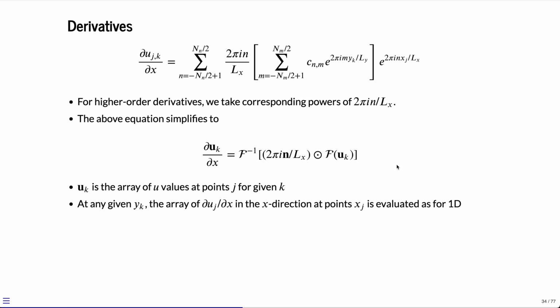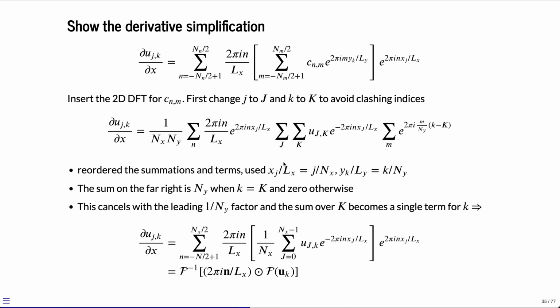In other words, for a given y, you evaluate the FFT over all the x's. And for the next y, you evaluate the FFT over all the x's, etc. Where this u_k is the array of u values at points in the x direction j for a single value of the y direction, y_k. Showing that this thing is the same as this thing is done on the next slide, so there are some details there you can follow along.